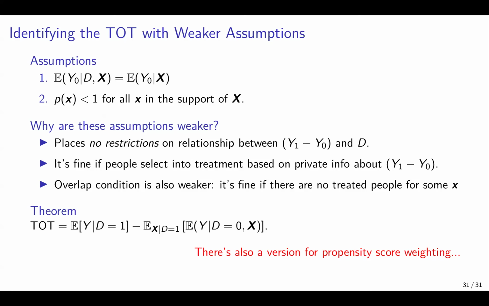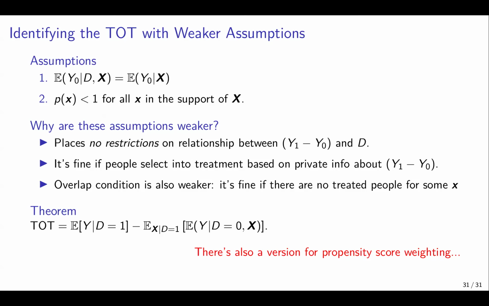So we have a theorem here which says that we can use these assumptions to learn the TOT. How do we learn it? Well, we just take the average of Y among the treated, and then we subtract this conditional average, which is actually slightly complex. Let me tell you what this says. This says that I take the mean of Y given that D is 0, conditional on X, and then I average that over the distribution of the covariates X among the treated.